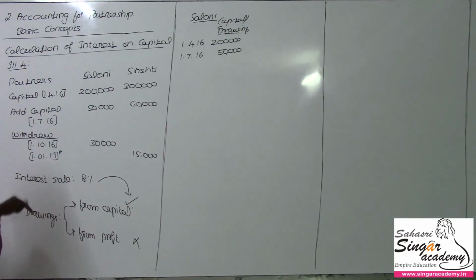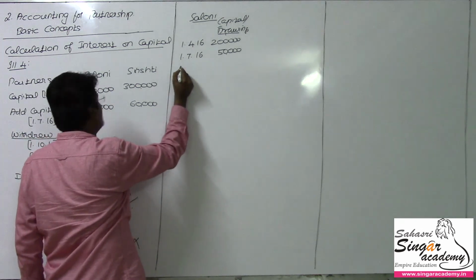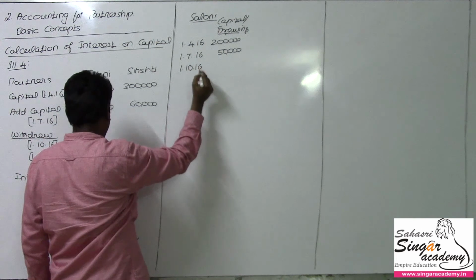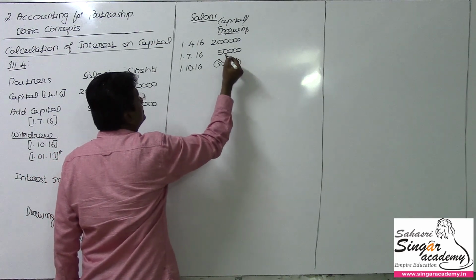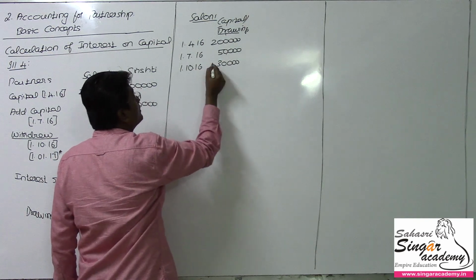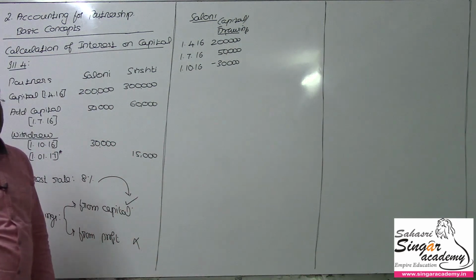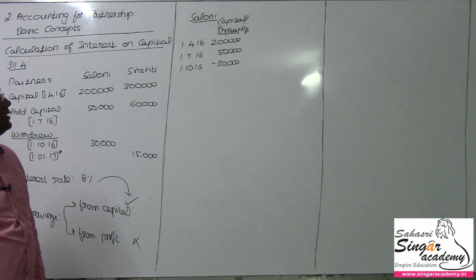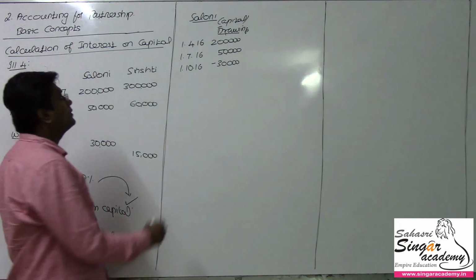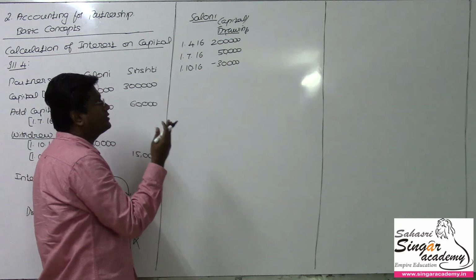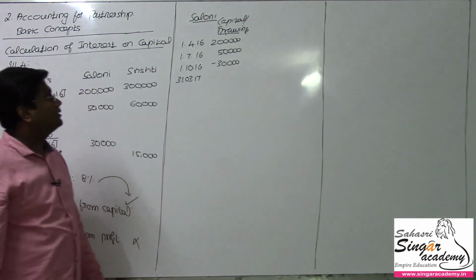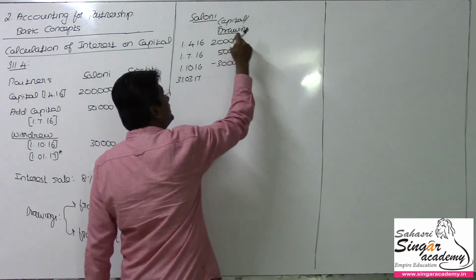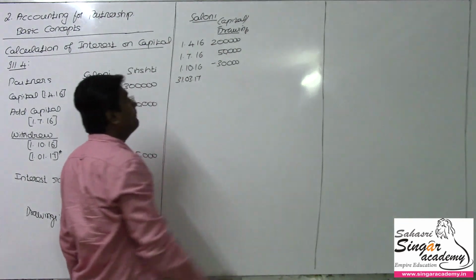In the case of Saloni, on 1/10/16 he withdrew rupees 30,000. I write the values for drawings in brackets or in minus. In the case of capital, it is plus symbol. In the case of drawings, it is minus symbol. We are finding the interest for the year ended 31st March 2017. Now, this will be the initial capital. This will be the capital introduced further.